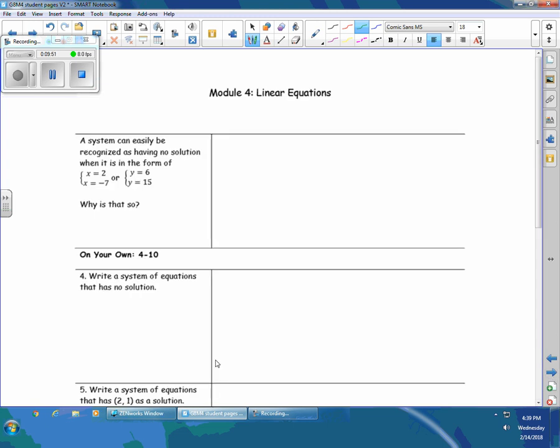So you will be doing the on your own questions on page 291 and 292, as well as the independent practice in class.